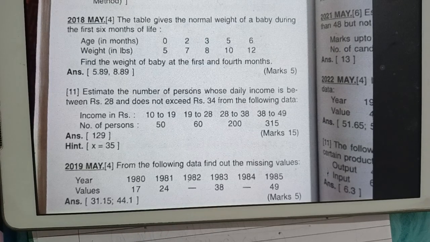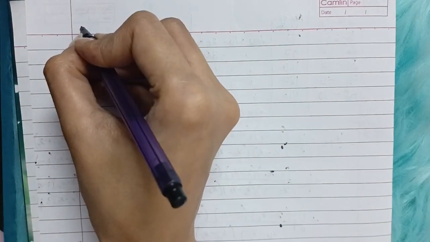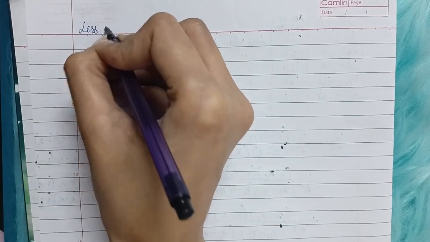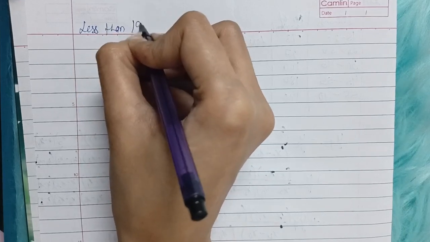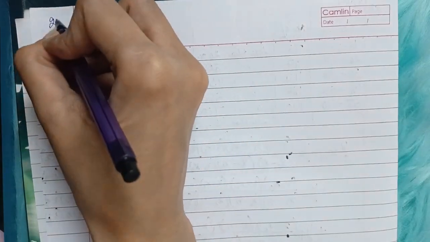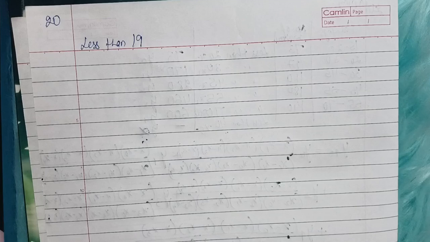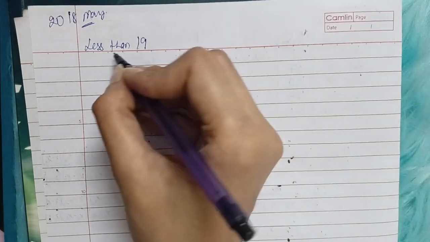लेट वी स्टार्ट. लेट मी नोट डाउन द क्वेश्चन फर्स्ट. So let's start. First I'm converting this one into less than series. Less than 19, that is our 20. Which question is this? 2018, right? 2018 May. Yes, this is again a 15 marks question.